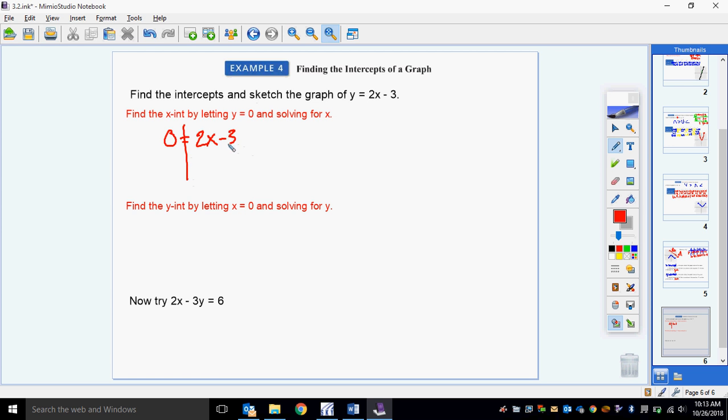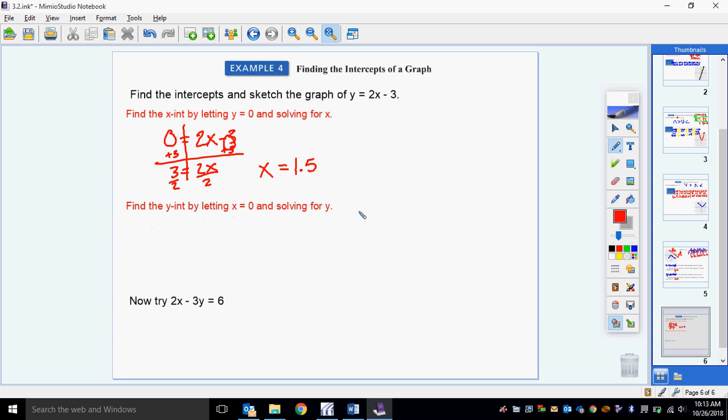So the number bothering the x is the 3. I'm going to add it over. It'll 0 out. 0 plus 3 is 3. And the other number bothering x is the 2. So I need to divide by 2. And 3 divided by 2, you could leave it as 3 halves, or you can put 1.5.